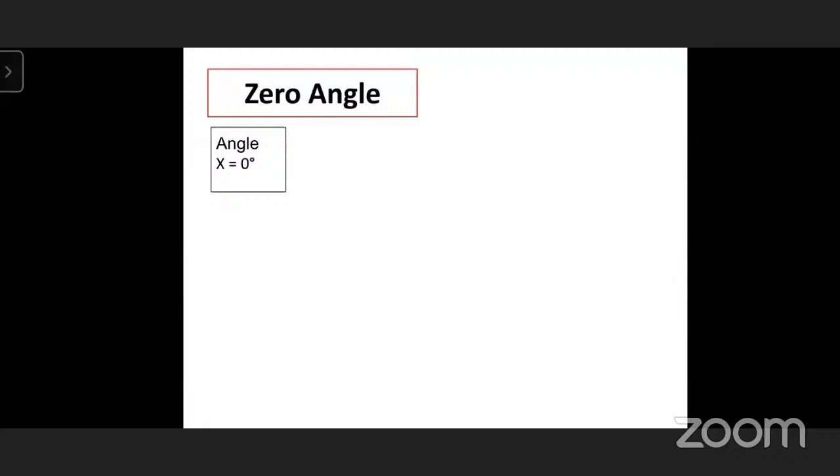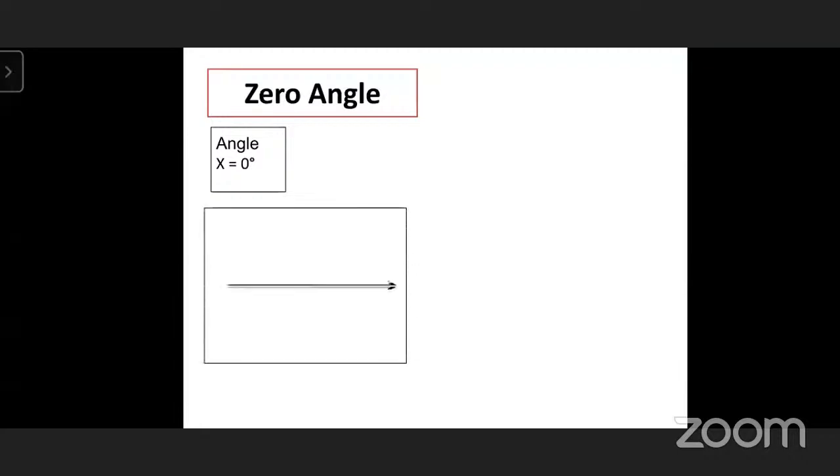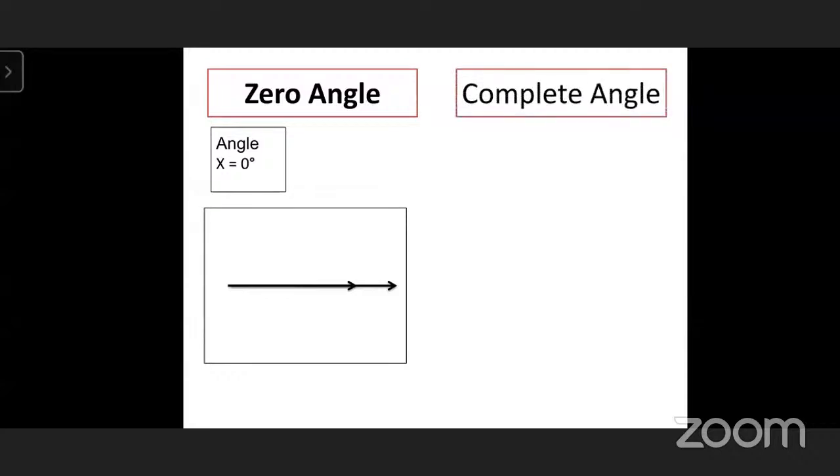One is zero angle. Now you all know what is zero angle. Okay. If the measure of the angle is 0 degree, like this is one ray. Okay. If the other ray overlaps with the first ray, it means it is making no angle, that is zero angle. So we call it zero angle.